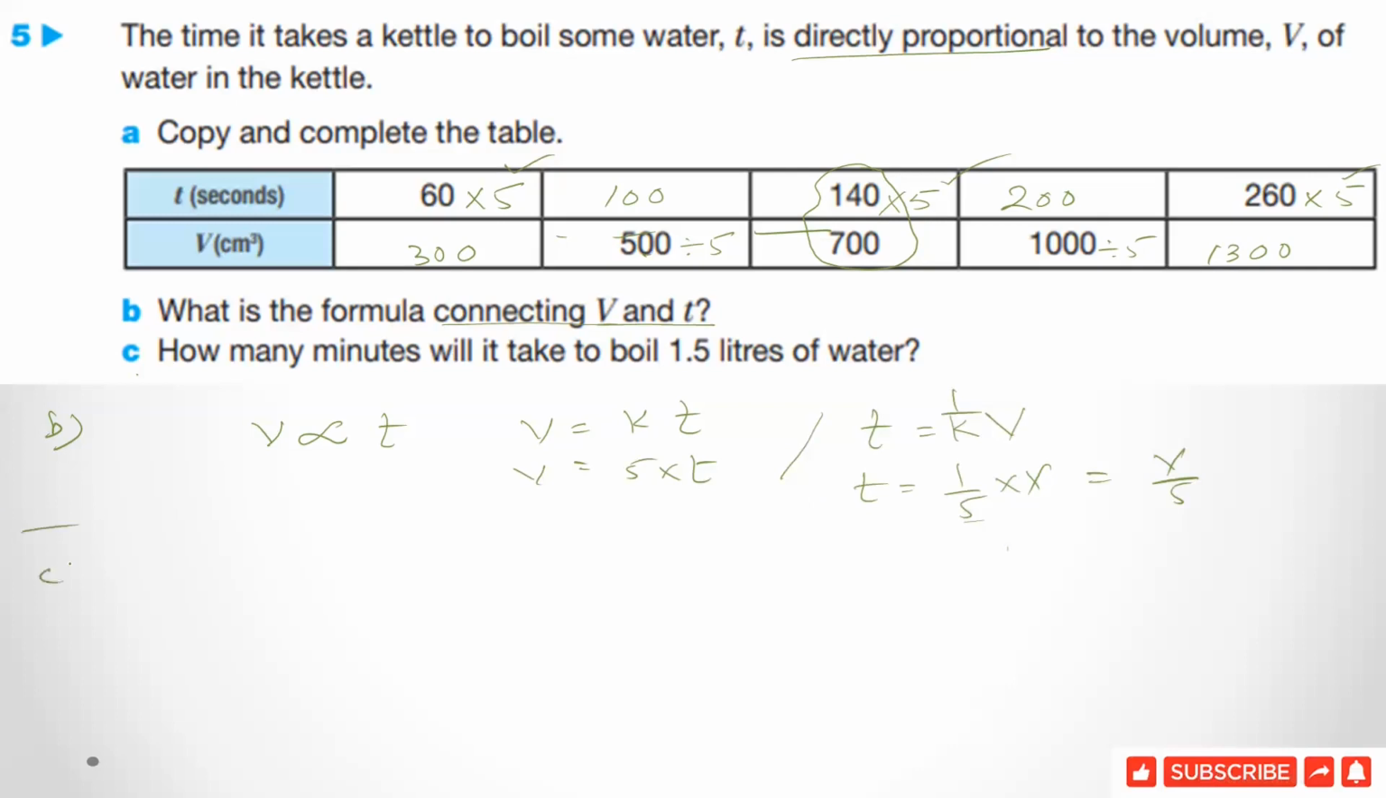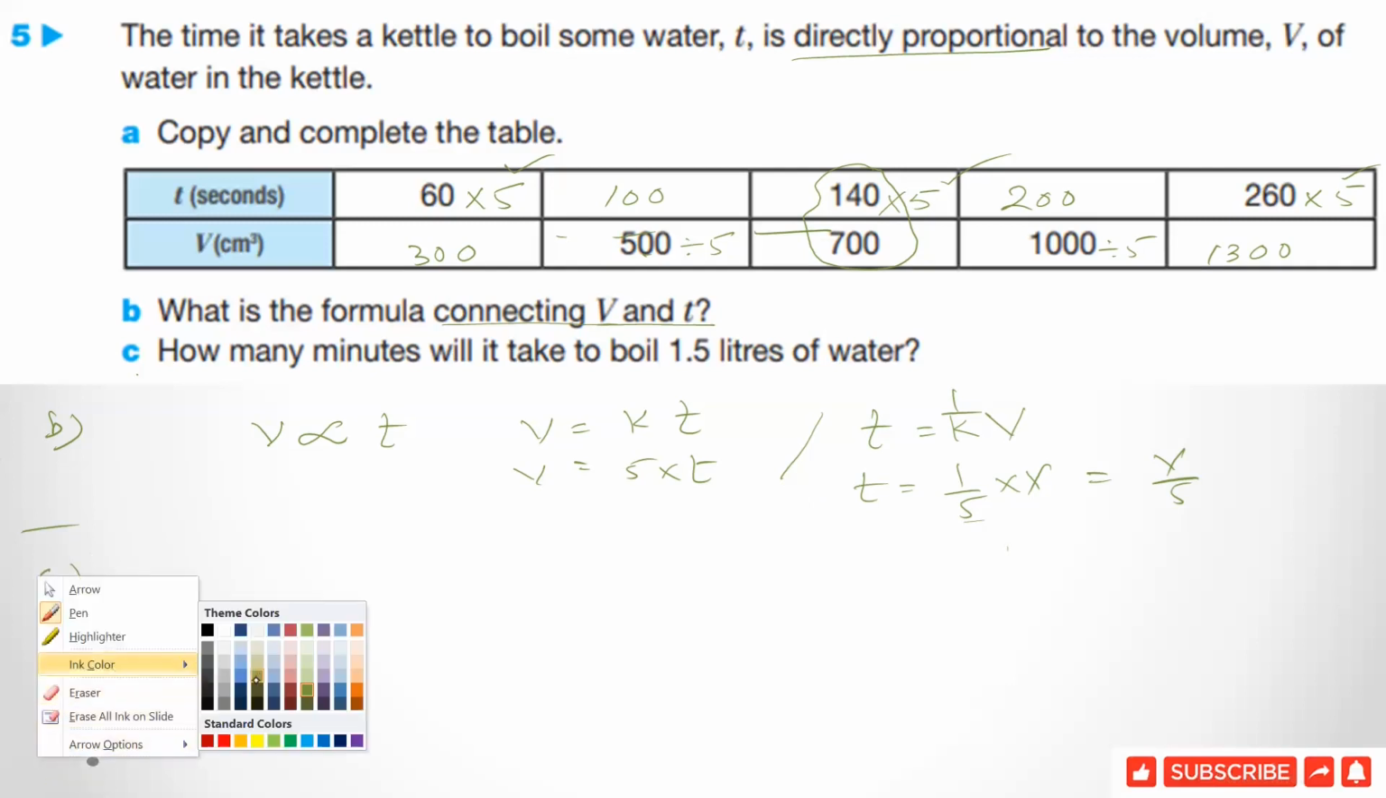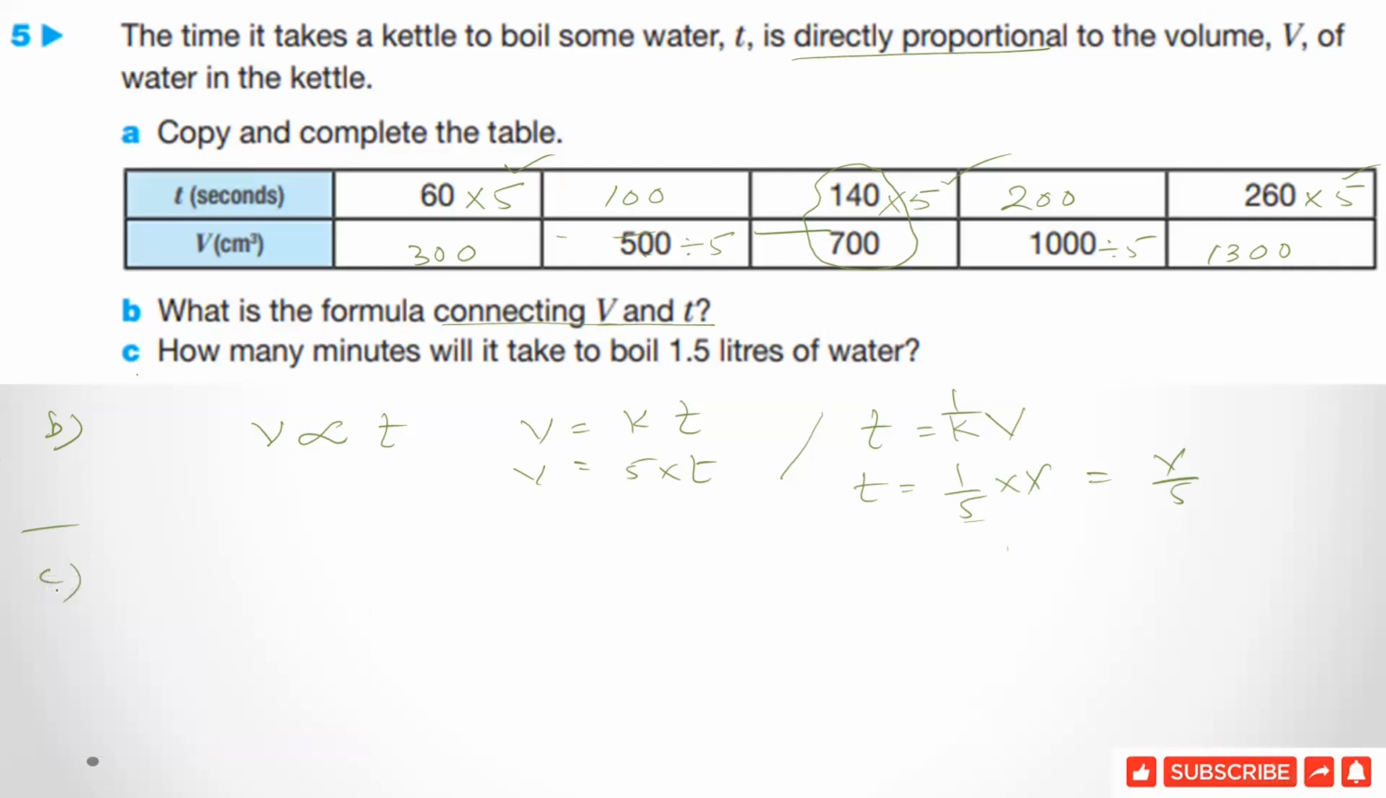Okay, now for part C, I change the color to red. Part C states: how many minutes will it take to boil 1.5 liters of water? So there is a big twist. This is 1.5 liters, but here we are given the volume in centimeter cubes.